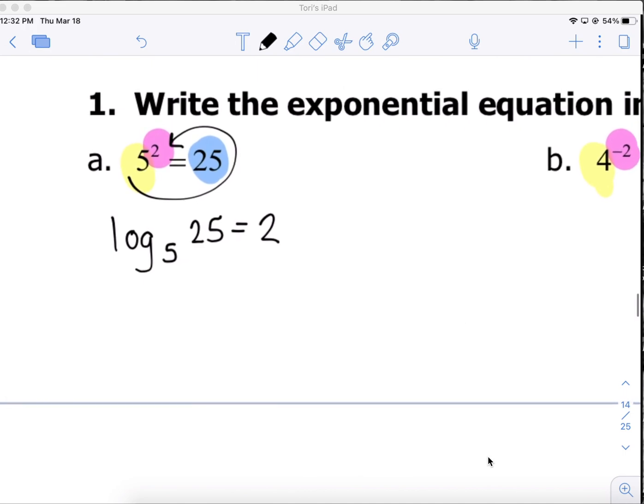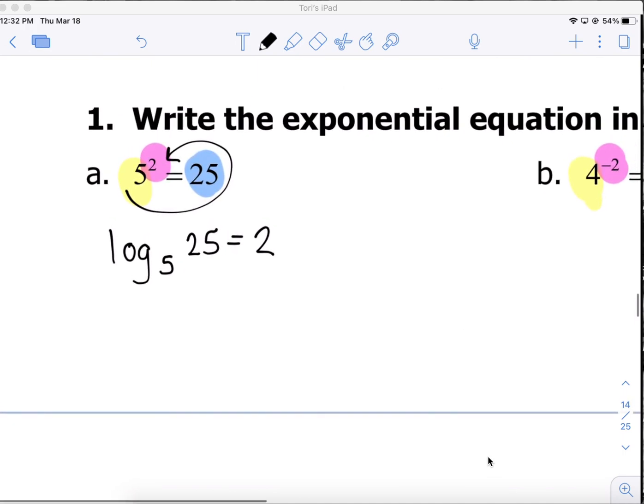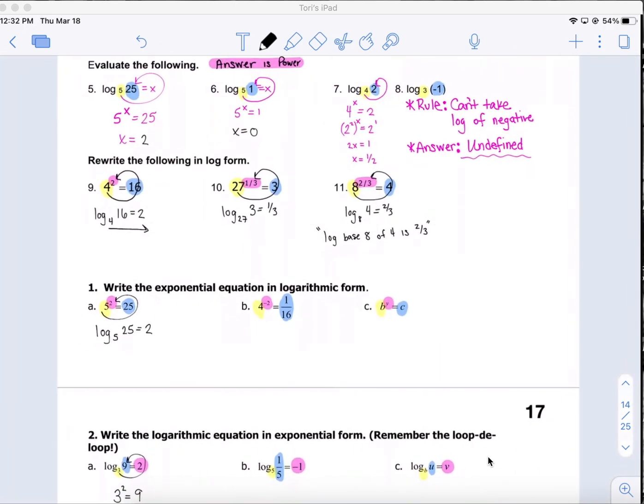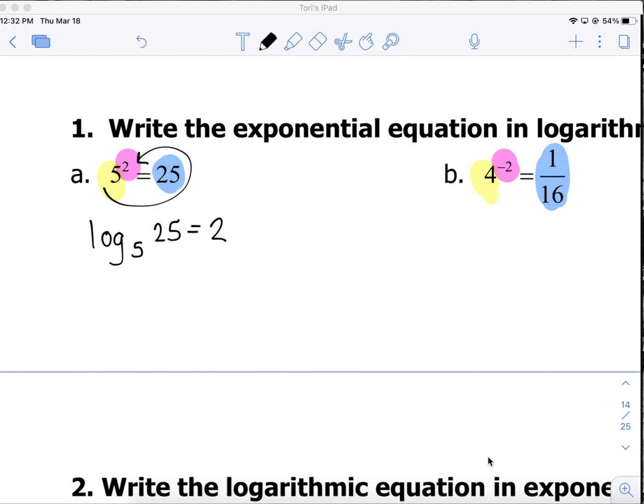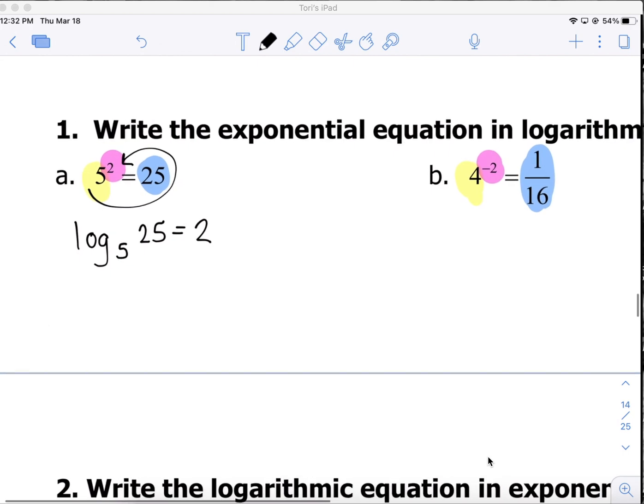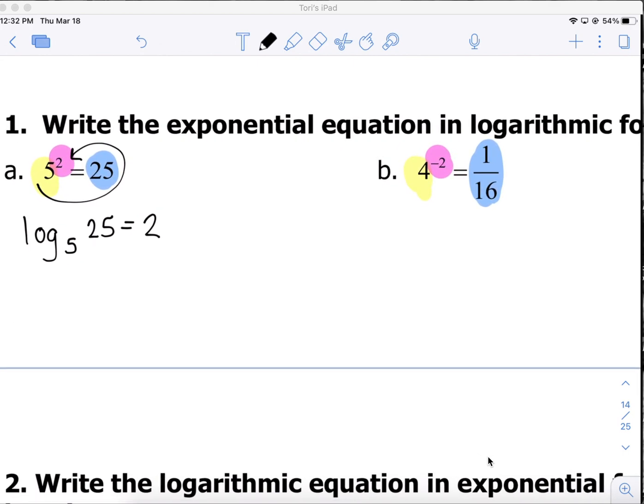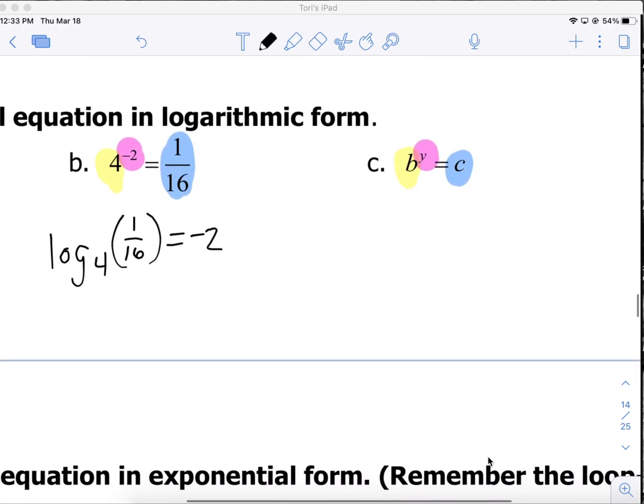Problem 1 is still the same thing. We're writing it in expanded form. I suggest you pause the screen for just a second. Try A, B, C and see if you get the same answers I do. Pause the screen now. If you checked and your A was already on the screen, the next one would be log base 4 of 1/16, and most people would write that in parentheses, is equal to negative 2. Last one, C, would be log base B of C is equal to Y. If that's what you got, then you're on the right track.